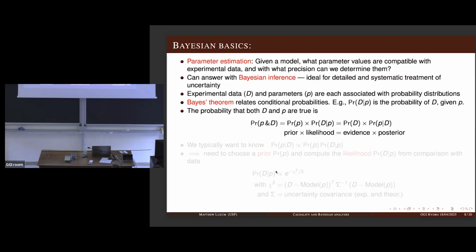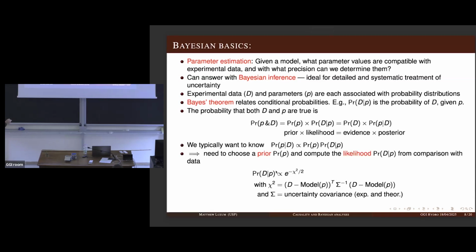And Bayes' theorem is pretty straightforward. This is probably not good notation, but the probability that both P and D are true can be trivially related to the conditional probabilities. So the probability of D given P times the probability of P is the same thing as the probability that P and D are true. And you can write it the other way too: the probability of P given D times the probability of D is the same thing. So then you just solve for what you want. In this particular case, we want this posterior.